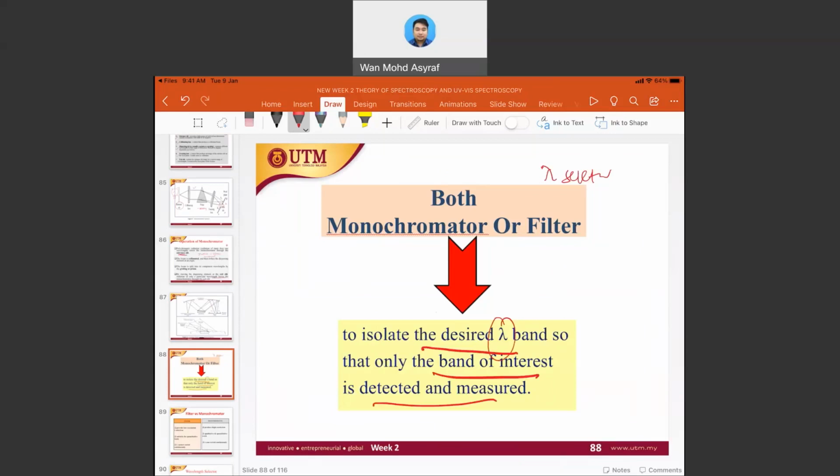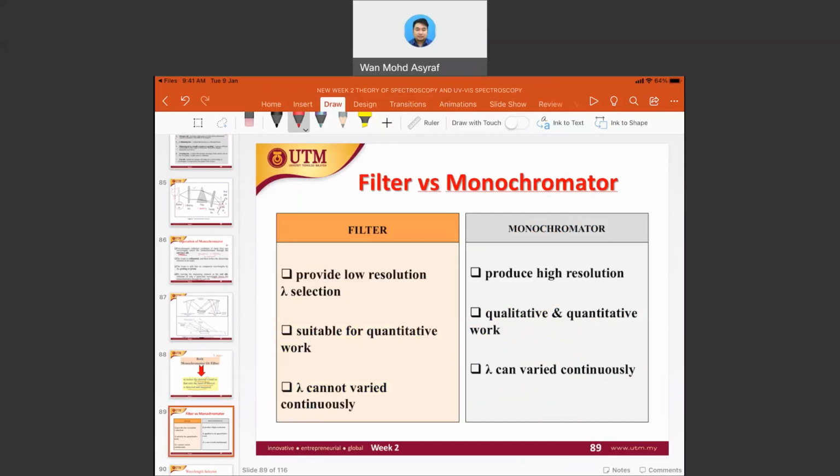So basically, this is the filter versus the monochromator. The filter provides a low resolution of wavelength selection, while a monochromator has a high resolution. The filter is suitable for quantitative work, while a monochromator can usually do both qualitative and quantitative. The wavelength cannot be varied for a filter, but for a monochromator the wavelength can be varied. But of course, a monochromator is a little bit more expensive compared to just a filter.